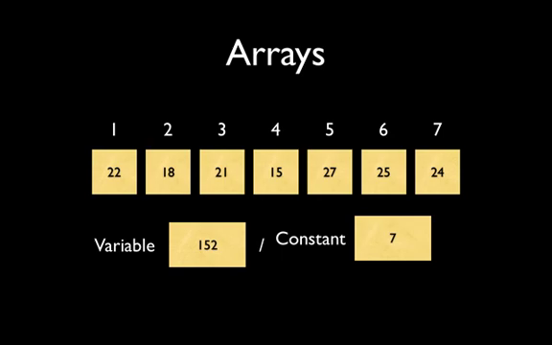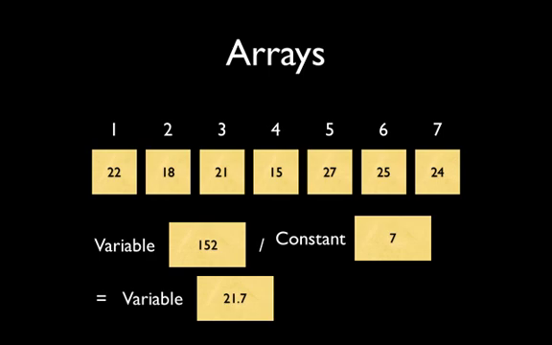We'd have to divide it by a constant, which is the 7 days. Obviously the days themselves aren't going to change, so it's always going to be a 7, so that's why it's a constant. And that therefore gives you your answer, which is 21.7, and that's the average temperature.